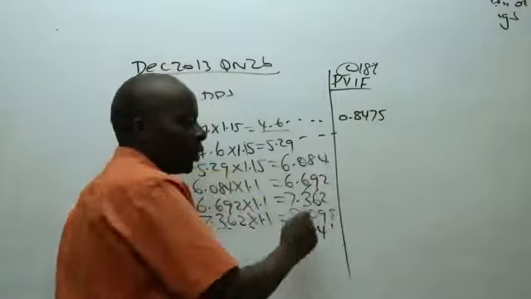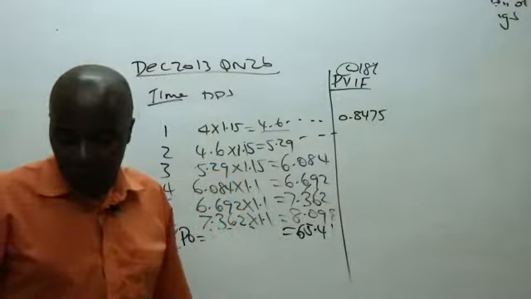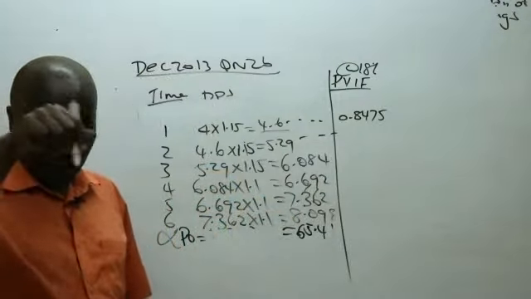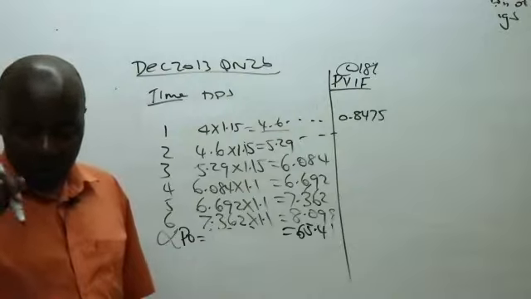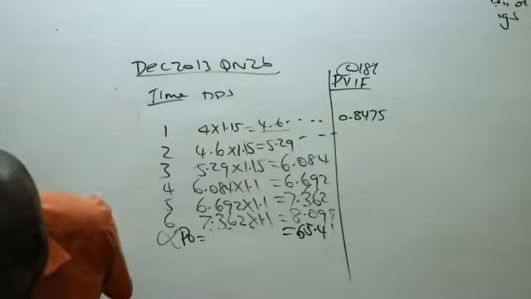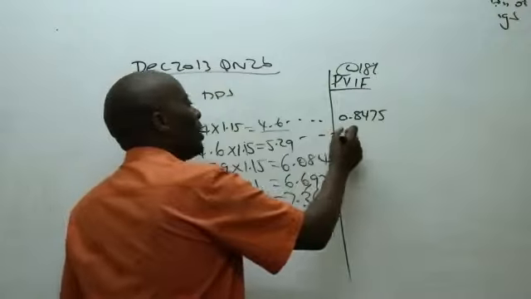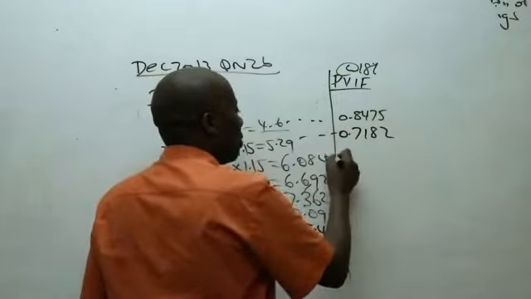How about the second one? The second one for the second year. Remember, you're looking at the 18% column. I can see 0.7182. Thank you very much. 0.7182. We continue to the third one.